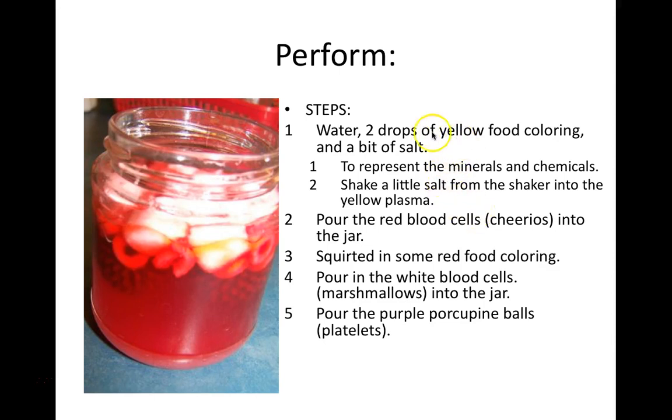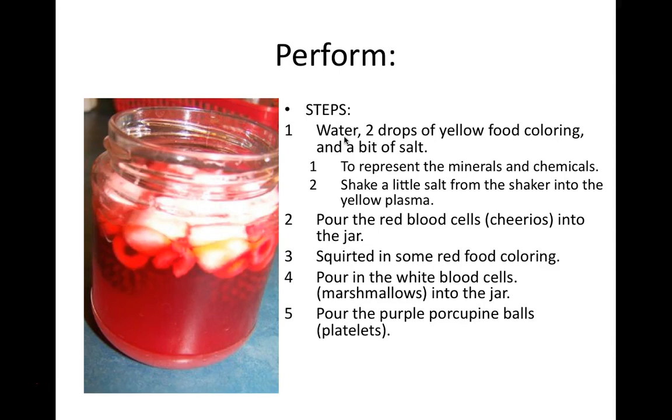You're going to combine the water, 2 drops of the yellow food coloring, and a bit of salt. The salt represents the minerals and chemicals. I want you to shake a little salt from the shaker into the yellow plasma, aka yellow water. You're going to pour the red blood cells, the Cheerios, into the jar. I want you to squirt a small squirt, like 2 pinches, it goes a long way, of red food coloring.